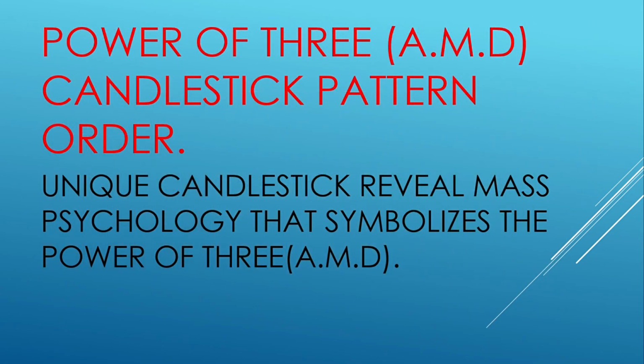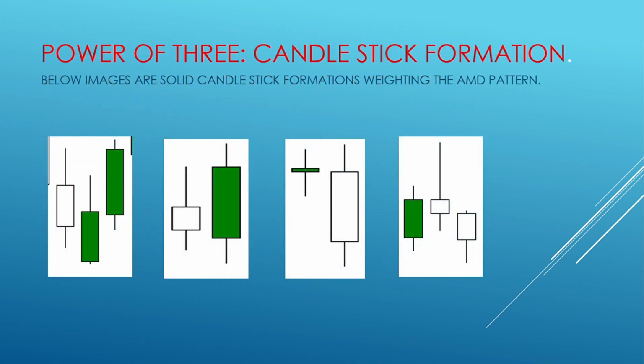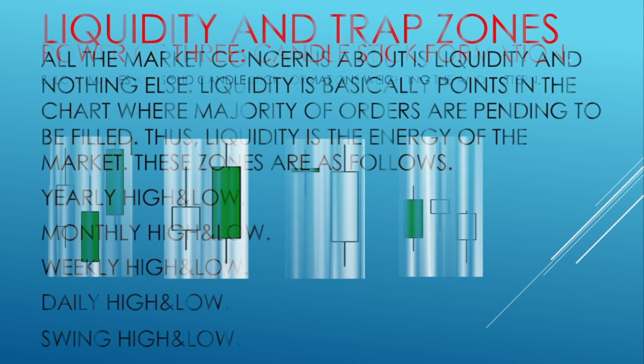Power of 3 candlestick pattern order. Unique candlesticks reveal mass psychology that symbolizes the power of 3: the accumulation, manipulation, and distribution. Below are the images of the candlesticks showcasing the mass psychology and movement of the market. We have the bullish and the bearish candlestick patterns.